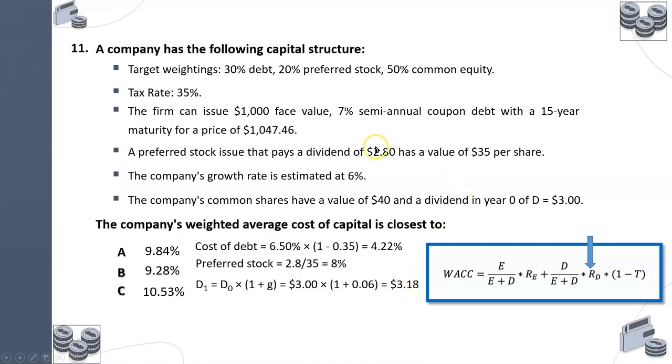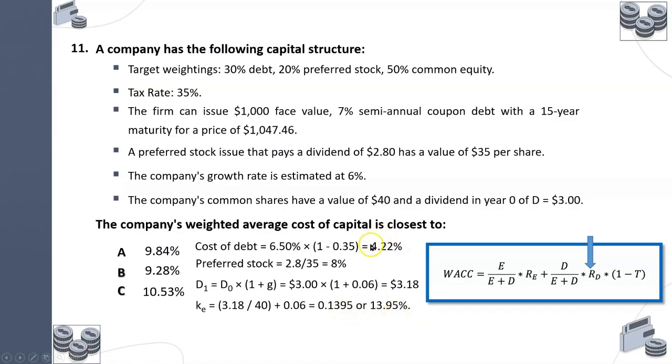We should use the same logic, 2.8 divided by 35, which we did here with the preferred stock, but we have growth. We will do the same, but we will add the growth factor. So 3.18 divided by 40 plus the growth will give the cost of equity. That is the difference. So we will use 13.95 as the cost of equity.